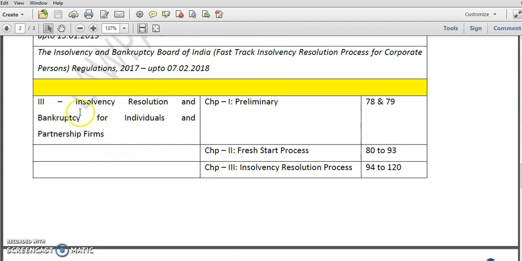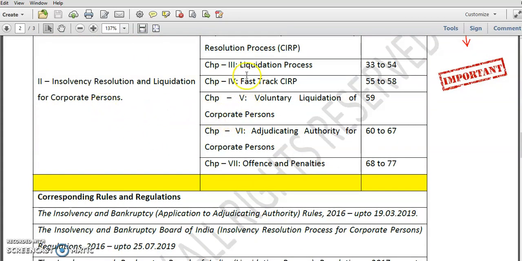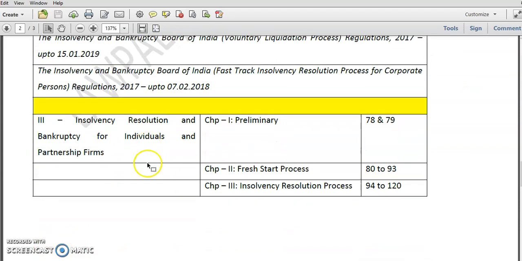Let's move on to Part 3. Part 3 is for insolvency resolution and bankruptcy for individuals and partnership firms. You have to understand, we use the word bankruptcy for individuals and partnership firms, and we use the word liquidation for corporate persons. We will read it in a little more detail in my next lecture.